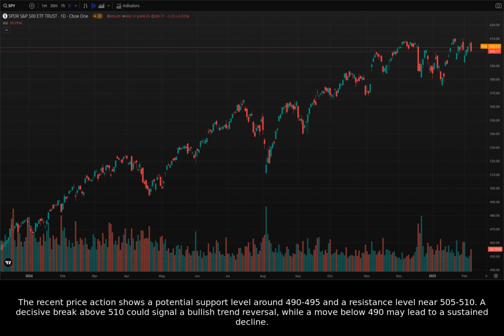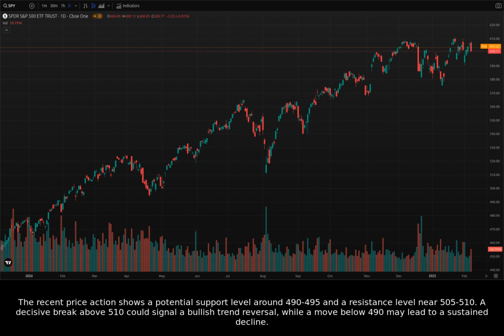The recent price action shows a potential support level around 490 to 495 and a resistance level near 505 to 510. A decisive break above 510 could signal a bullish trend reversal, while a move below 490 may lead to a sustained decline.